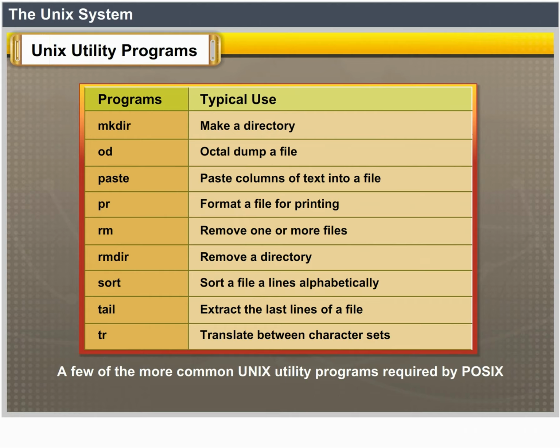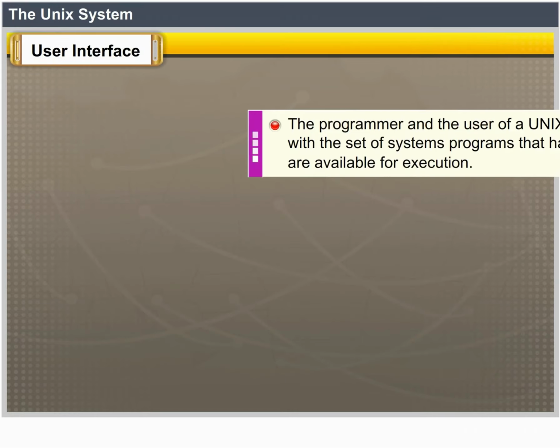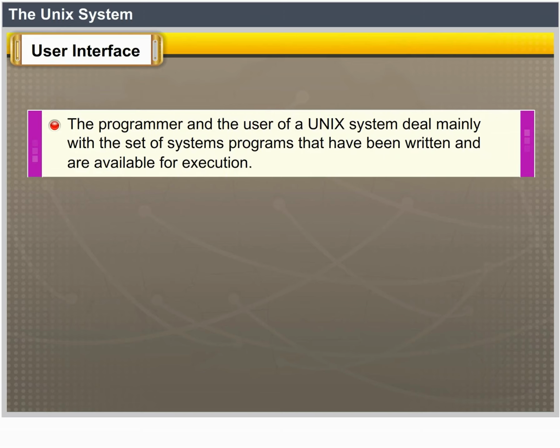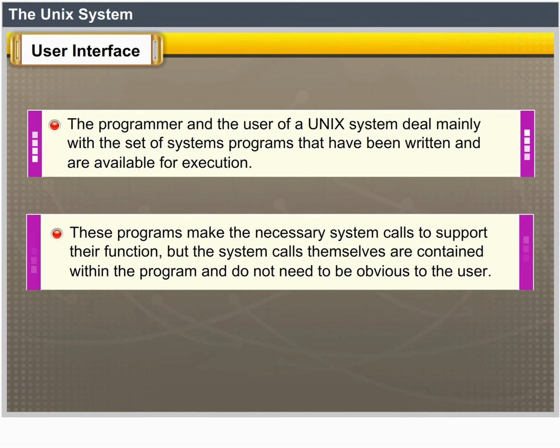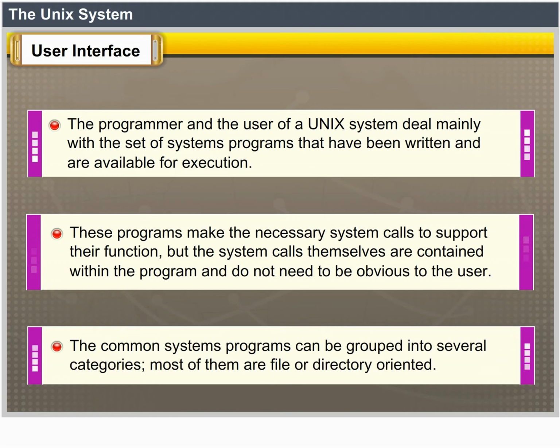User interface. Both the programmer and the user of a Unix system deal mainly with the set of systems programs that have been written and are available for execution. These programs make the necessary system calls to support their function, but the system calls themselves are contained within the program and do not need to be obvious to the user. The common systems programs can be grouped into several categories. Most of them are file or directory oriented.